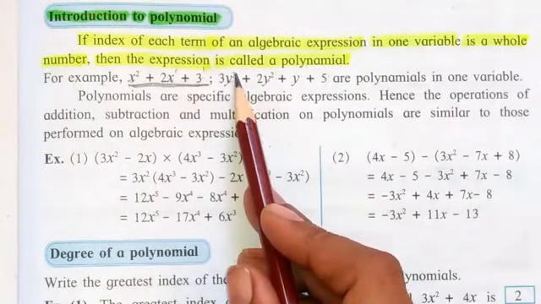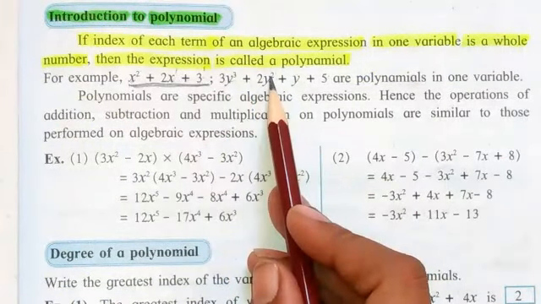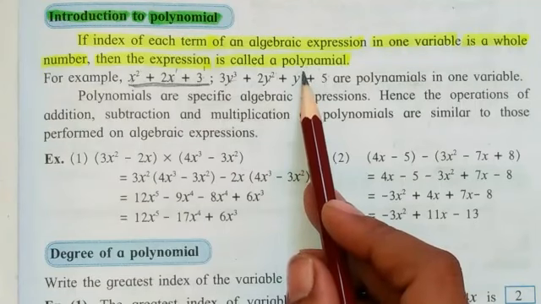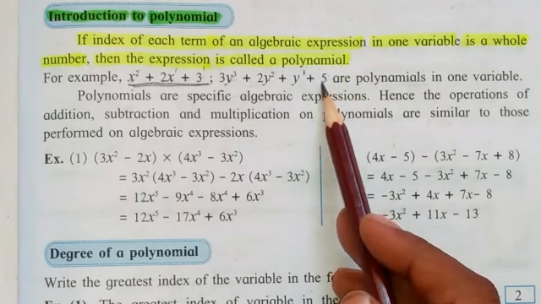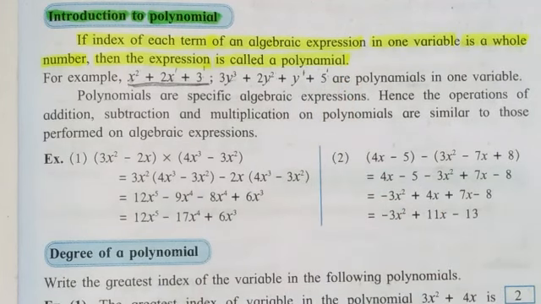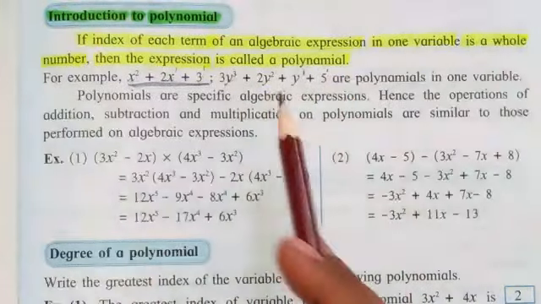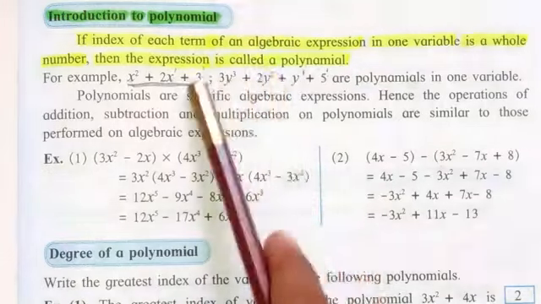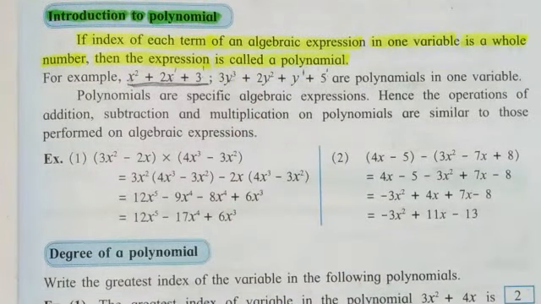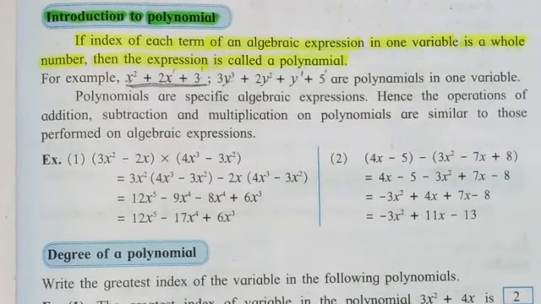And the index number 3 is also a whole number, 2 is also a whole number. Here the index is not there, it means it is 1, which is also a whole number, and 5 also has 1 as an index number. So each term has a whole number in the index place. So that's why it is called a polynomial. Got it, students? You have to write this definition along with 2 examples, or you can make more examples by your own choice. That all you have to write in your classwork notebook.